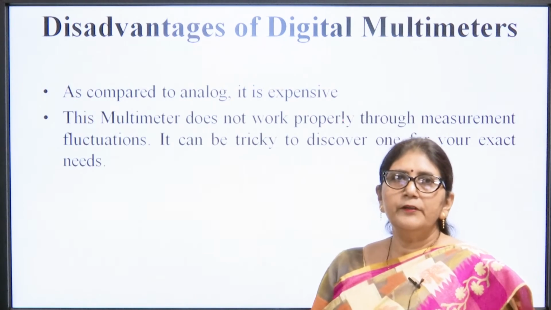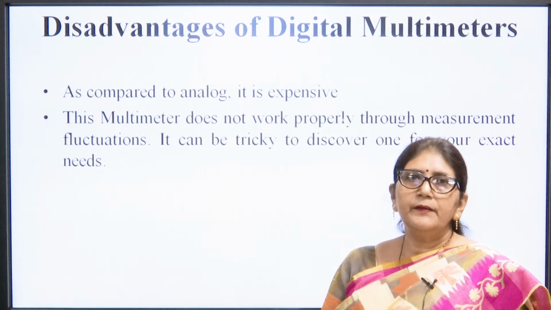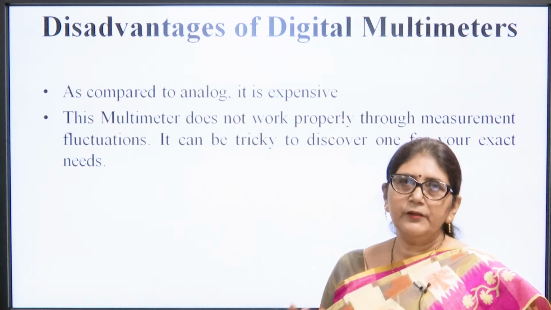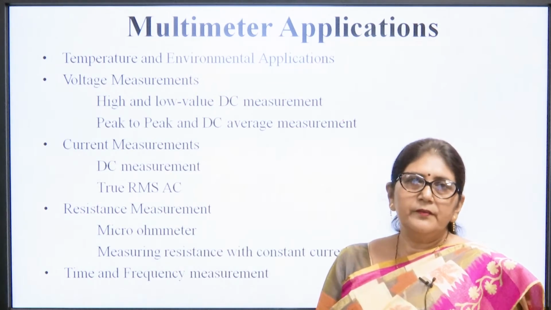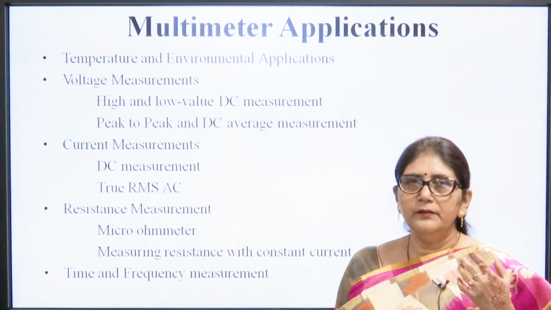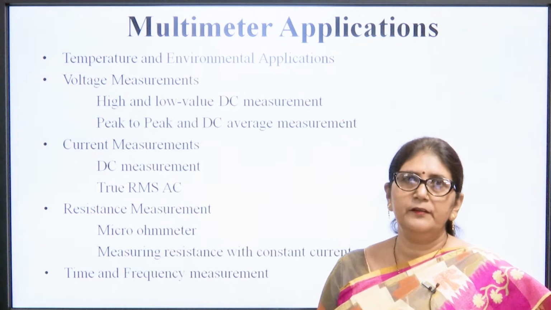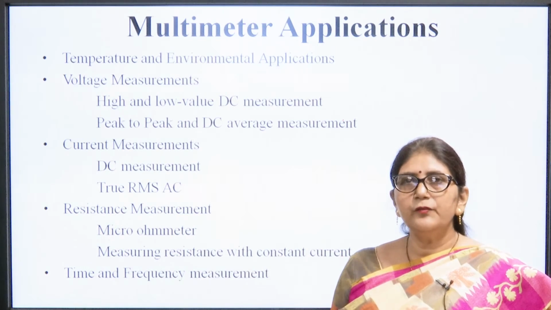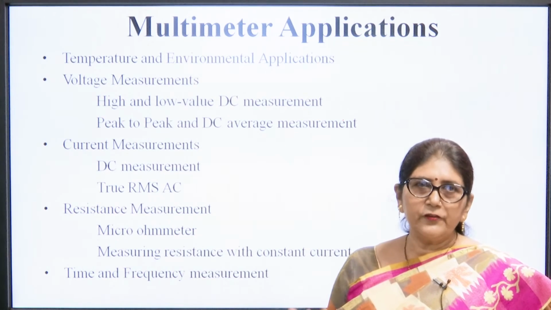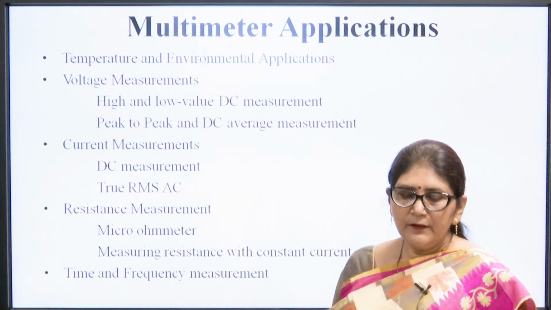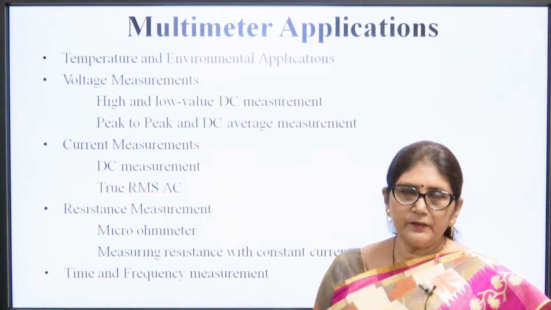The disadvantage of the digital multimeter is that it is expensive with respect to an analog circuit, and if there is a fluctuation, then it will not properly measure the voltage or current or anything else. As I have already discussed, in multimeter applications, we can measure temperature, humidity, high and low voltage, DC voltage, peak to peak voltage, and RMS value of the voltage. Similarly, we can measure current, resistance, time and frequency. There are different types of multimeters available in the market. As per our requirement, we can purchase and use them.